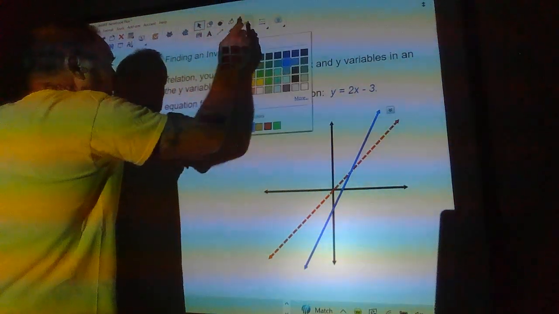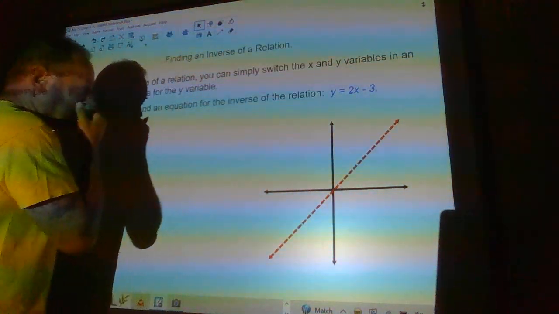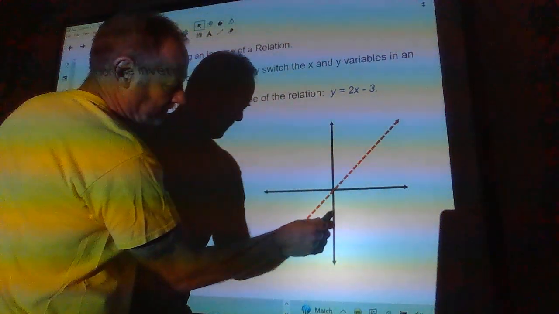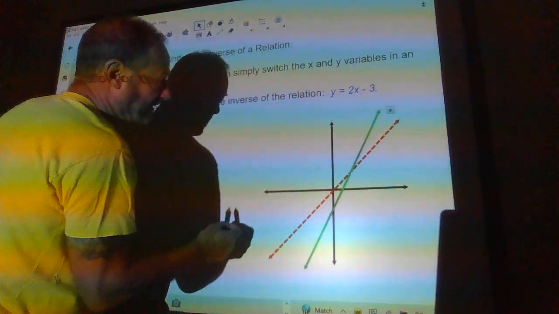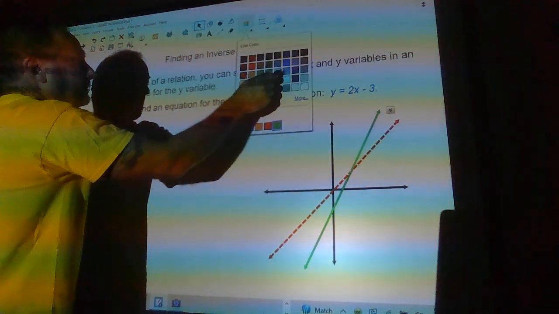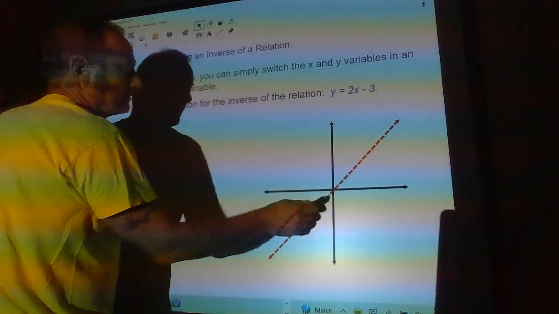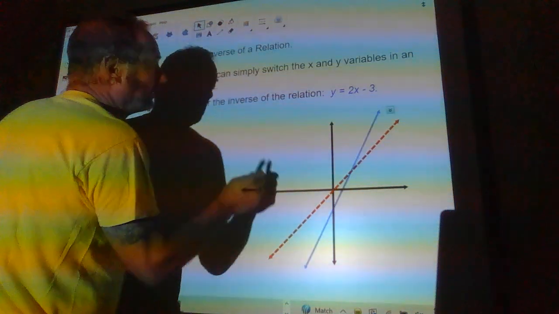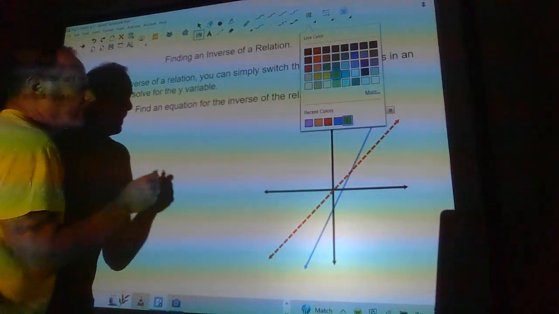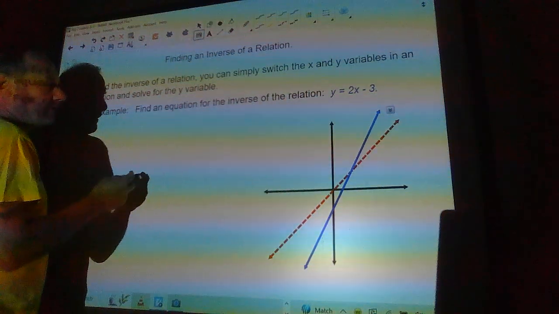Now, where did it go? Oh, I just changed its color, I guess. Actually, I meant that to be blue. There we go. Got to grab the pen and change it to the color first. Okay, there we go.